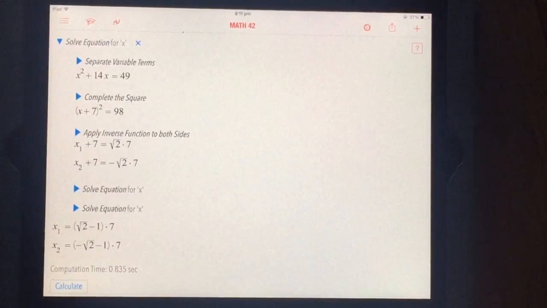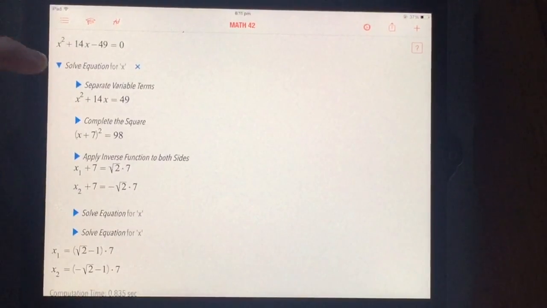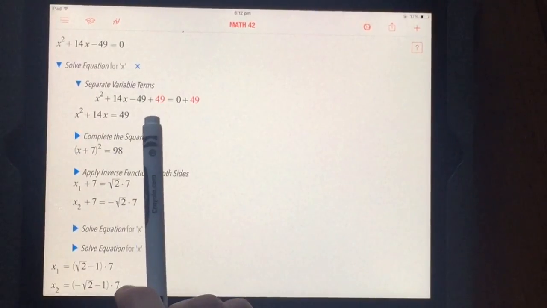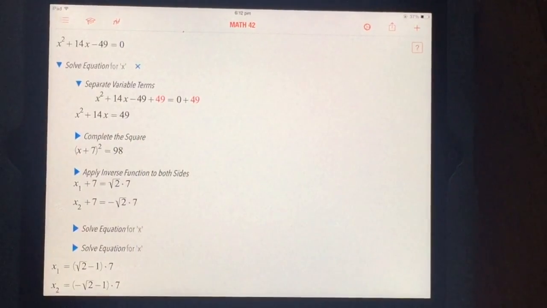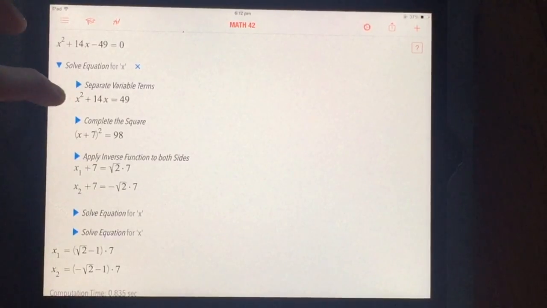Now, before we can complete the square, we need to isolate the variables onto one side of the equal sign. So we add 49 to both sides. And you actually can maximize this and see that we add 49 to both sides of the equation. Now, once we've done that, we have x squared plus 14x equals 49.